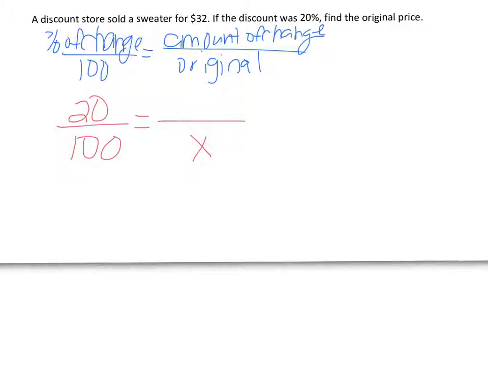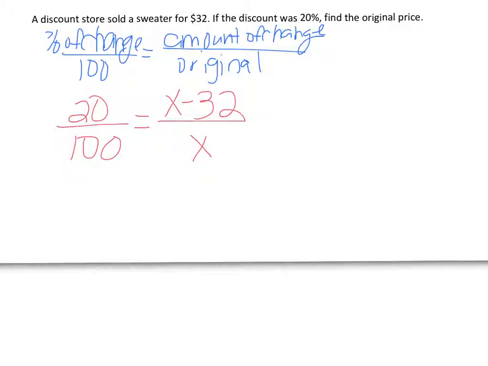We subtracted, right? We subtracted the original and the new. Isn't that what we did? Why can't we do that with a variable? Can we do that with a variable? Can I take X minus 32? I'm still taking my original minus my new. I just don't know what the original is.